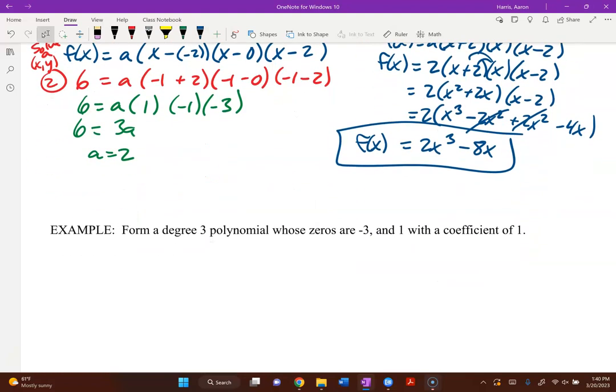Now, if you are forming a third degree again, how many zeros should we have? Third degree, how many should we have? Supposed to have 3 zeros. How many do we have given here on this one? 2, right? So it's saying, okay, this third degree hits here at negative 3, and it hits here at 1. One of these must be a repeated 0. Let's make it the 1.